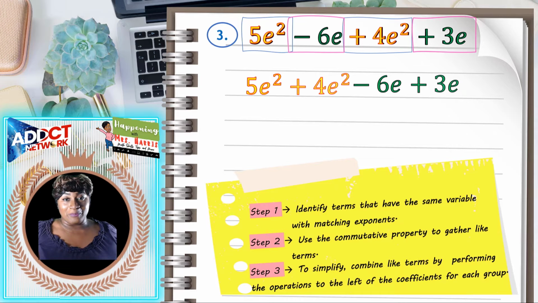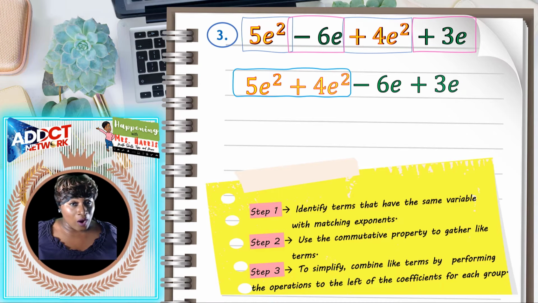Now to step 3. To simplify, we will combine the like terms by performing the operations to the left of the coefficients for each group. Okay, so 5e to the second power plus 4e to the second power. On the left side of the 4, coefficient 4, there's a plus sign. Therefore, we will simplify by adding 5 plus 4. 5 plus 4 equals 9, and don't forget the e to the second power.